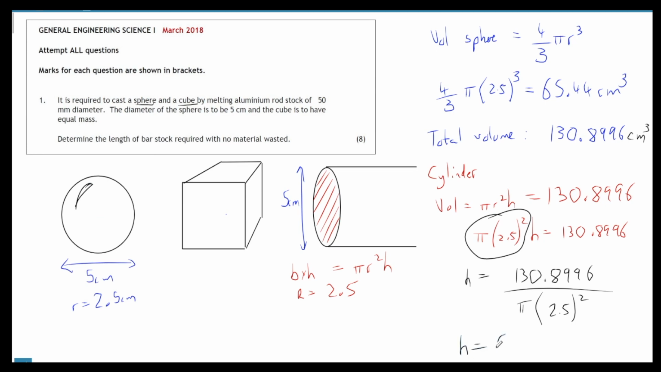So the height is equal to 6.6667, I suppose, but I have to put a 7 on there somewhere, centimeters. That should be the length of the tube. And it looks about right. It's not too big. It's not too crazy big.